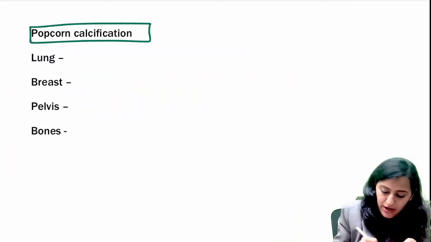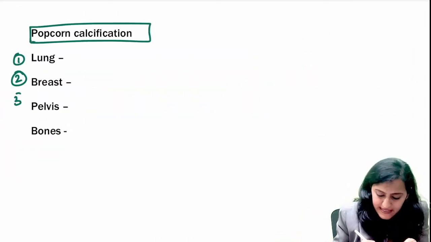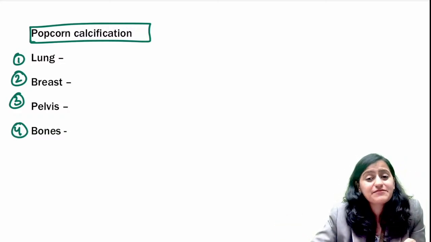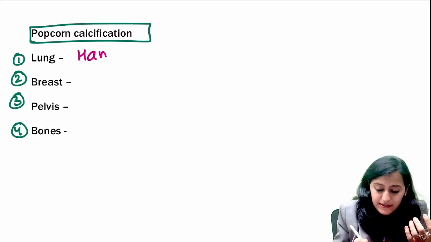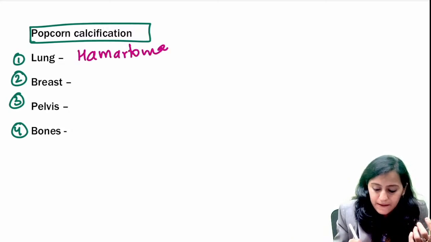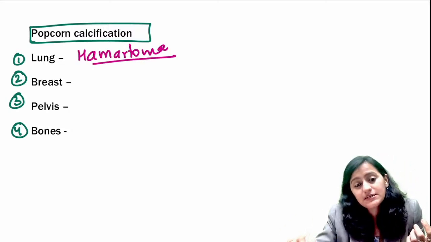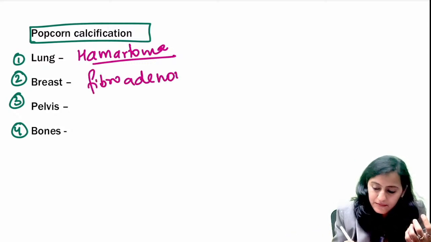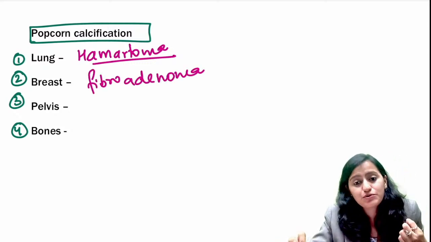Coming to popcorn calcification in the lung, in the breast, in the pelvis, in the bones. Popcorn calcification in the lung: remember hamartoma. That is hamartoma. In the breast, everybody knows it is fibroadenoma.